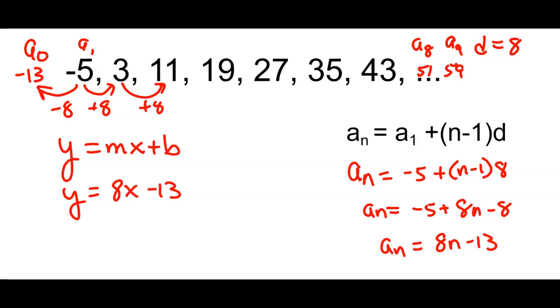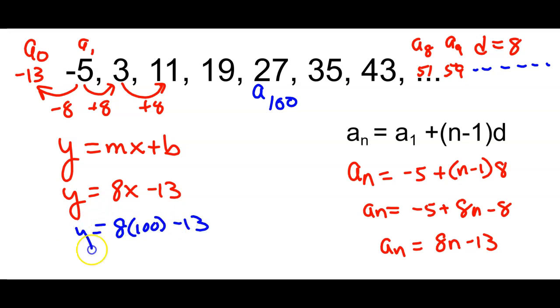Now, if you can get that far, you should be able to tell me something like, what is the 100th term? So the 100th term, or a sub 100, if we continue this on without figuring out the 99th term, we can just put 100 in for x and then calculate it out. So 800 minus 13 is going to be 787. So the 100th term is 787 if we continue that on.